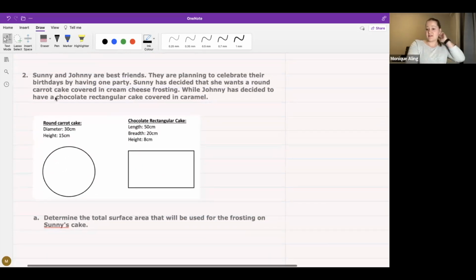Okay, so not a lot of important information in that little backstory. However, all the important information is in our diagrams. We've got our round carrot cake. They've given us the diameter and the height. Then we've got our chocolate rectangular cake. We've got our length, breadth, and height given to us.